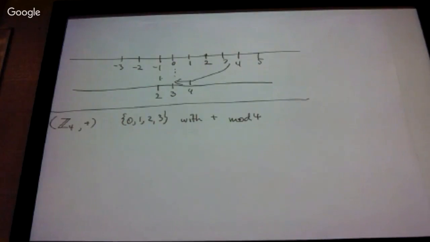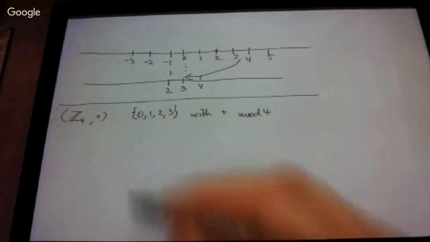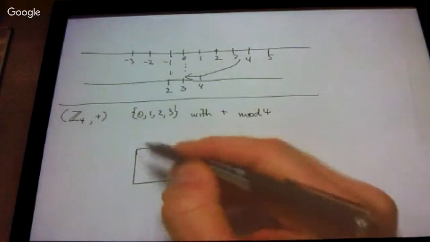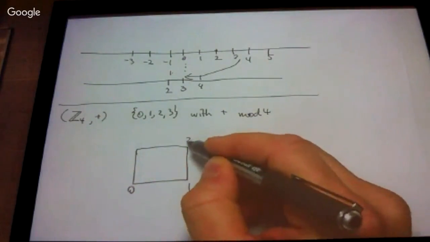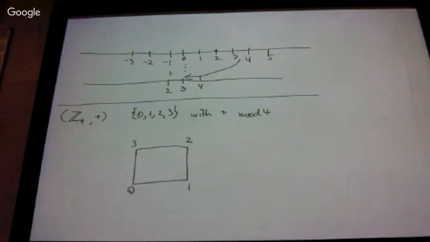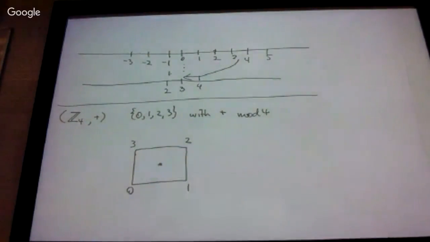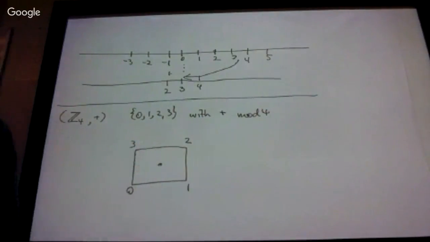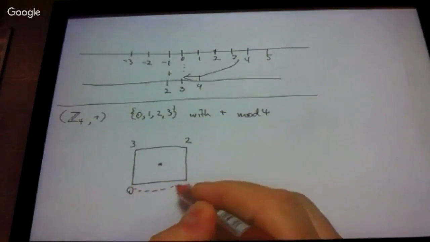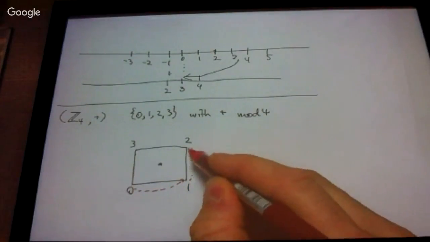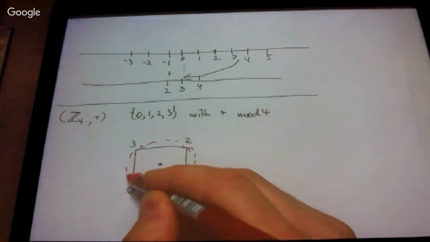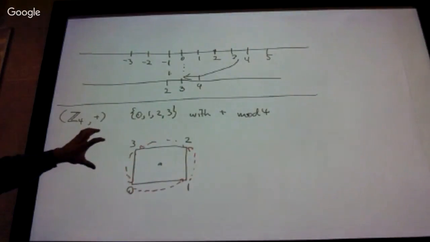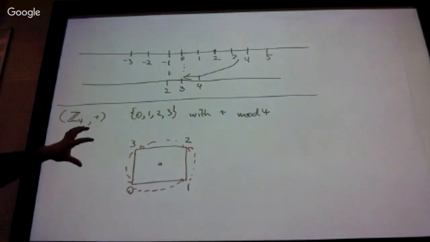So there are many ways you can think about this. One of them is you have a square and you number its corners 0, 1, 2, 3. When you do 0 on it, it just stays where it is. When you do 1 on it, it rotates like this. So 0, if you add 1, goes to 1. 1 goes to 2. 2 goes to 3. 3 goes to 0.